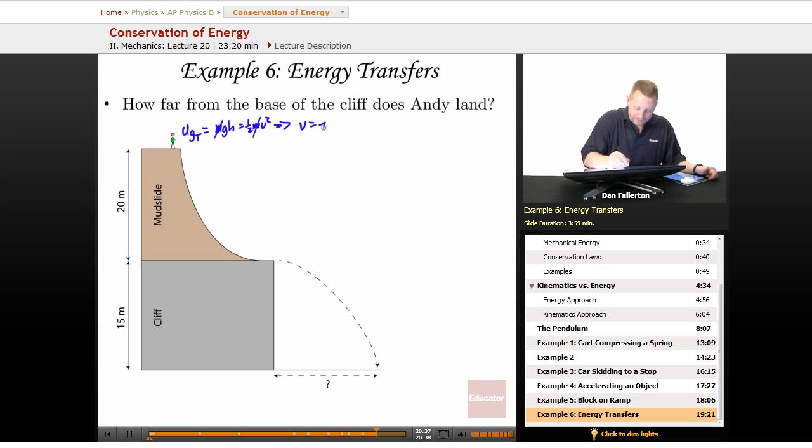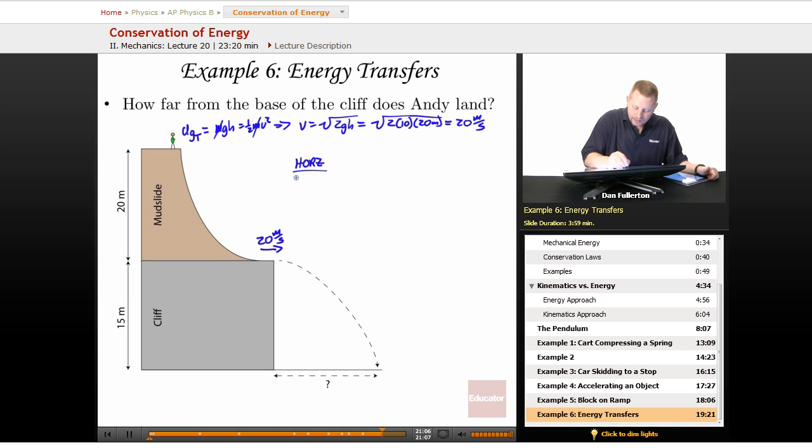We can say again that v equals square root of 2gh, or that's going to be square root of 2 times 10 times his height of 20 meters, or 20 times 10, 200 times 2, 400. Square root of 400 will be 20 meters per second. He's going to fly off the cliff horizontally with the velocity of 20 meters per second. Now we've got a projectile problem.